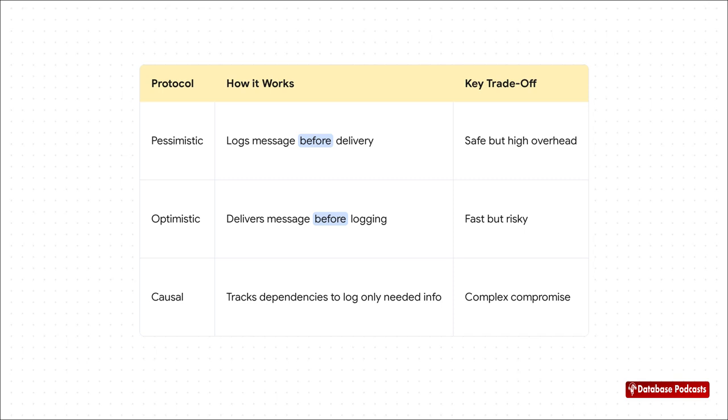Then there's optimistic logging, which is the exact opposite. It's fast. It delivers the message right away and logs it in the background. But it's risky. You might have to do some complicated rollbacks if things go wrong. And finally, there's causal logging, which is this really complex compromise that tries to get the best of both worlds by tracking dependencies to only log what's absolutely necessary.